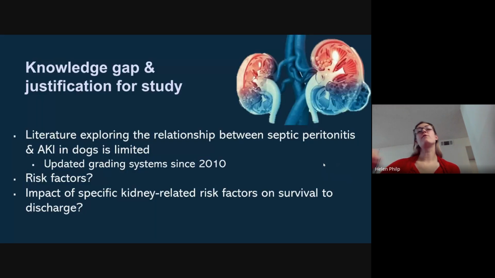In terms of the knowledge gap for this study and the justification of why the veterinary literature needs it, I don't really specifically go into that, but I think it's clear that the literature on this topic is very limited. We do have that Kenny et al. study, but that was 2010. And certainly we have our RSAKI grading system now. They really want to focus on risk factors and the impact of specific kidney-related risk factors on survival to discharge. So I think all of these things we definitely do need to know more about. So certainly justification for the study.